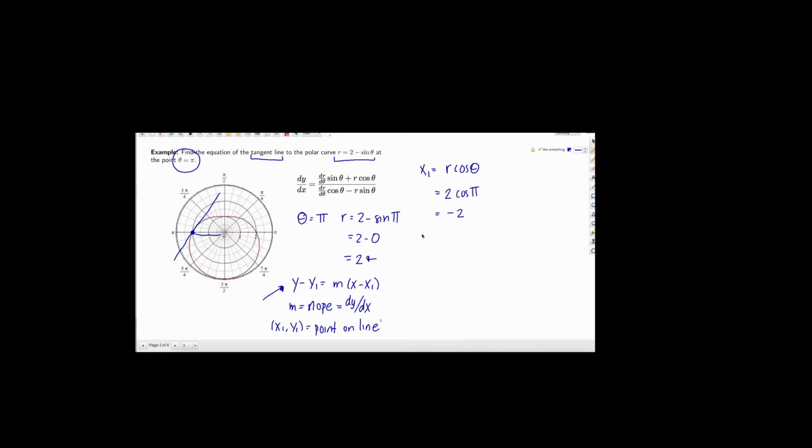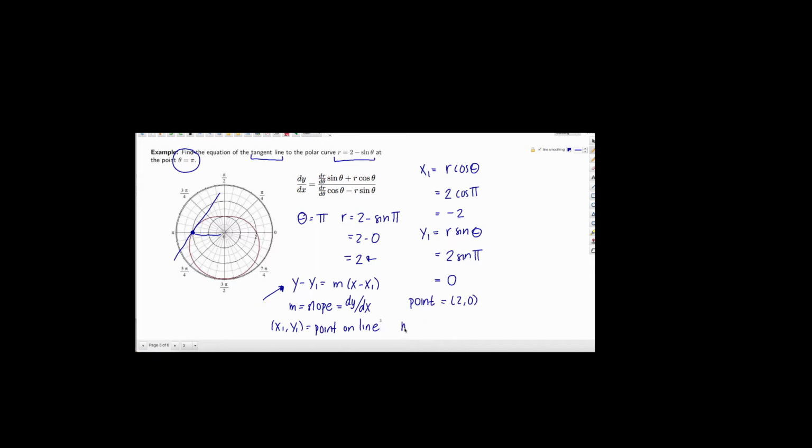And what about the y-coordinate? Well, again, from our graph, we see that it should be 0, but let's just go ahead and verify that with our formula. So we know y is r sine theta. Our r we found to be 2. Theta is pi. Sine of pi is 0. So we get 2 times 0, which is equal to 0. So our point is the point (-2, 0).